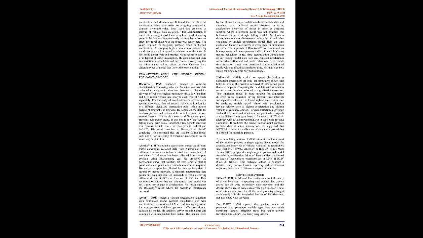Excelic 1, 1987, studied an acceleration model on different traffic conditions, collecting data from Australia at 3 different location areas: urban, central, and non-urban. Raw data of 1037 counts was collected from stopping positions using an instrumented car. He proposed a polynomial curve that satisfies zero jerk at the starting point and at the end point where smooth acceleration is required. For analysis purposes, he collected time headway data at second-by-second intervals.